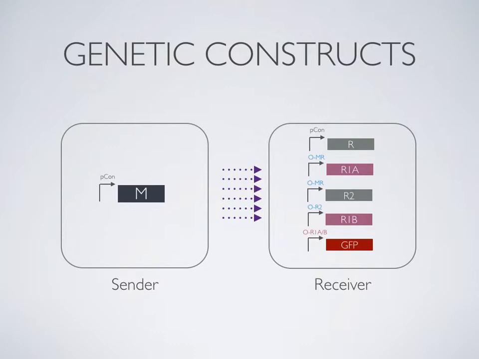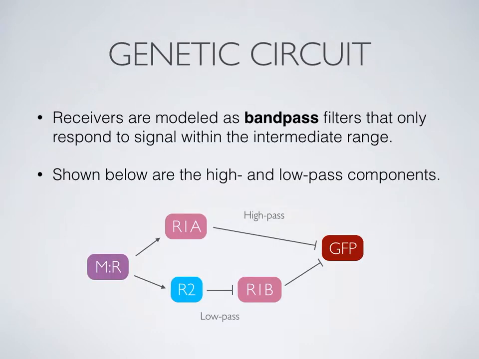The MR complex then drives the production of two repressors, R1A and R2. Furthermore, R2 represses R1B. Finally, R1A and R1B repress GFP. This will be made much more clear on the next slide. So basically, we have a genetic circuit in which receivers act as bandpass filters, in that they only respond to signal if it is in an intermediate range. If the signal is too low, they will not fluoresce, and if the signal is too high, they will not fluoresce. Here, I have diagrammed the genetic circuit.